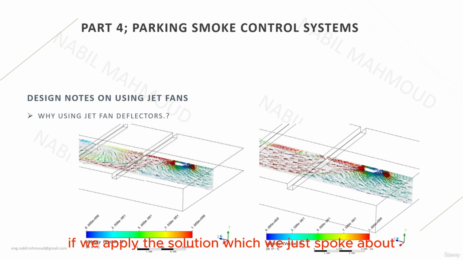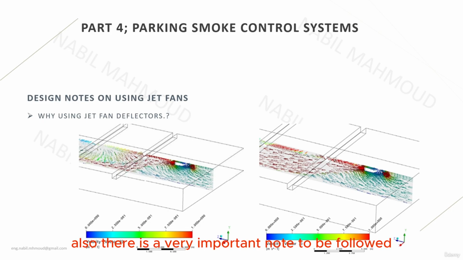However, if we apply the solution which we just spoke about, which is the jet fan deflectors, we can see the difference in the result on the figure on the right side of the screen. As we can see, after tilting the flow downward by installing the deflectors, the majority of the flow after the fan is represented in red, which indicates that the momentum is 100% intact and there is no loss or reduction in the momentum or the velocity of the fan, because the air is flowing below the drop beam and it's not hitting the drop beam. Thus, it is maintaining its momentum and velocity.